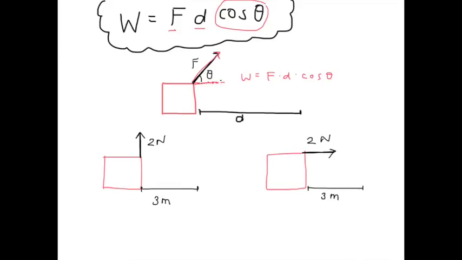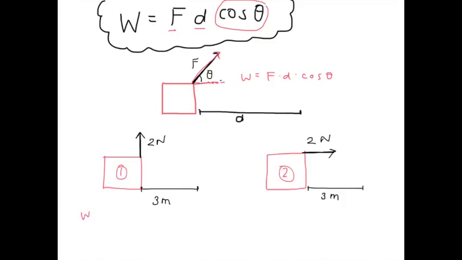Now we'll look at two special cases. In this first one, the force is applied in a vertical direction. In the second one, the force is horizontal. We have the same force and the same displacement in both cases, but the work is different. Let's write out the equation.